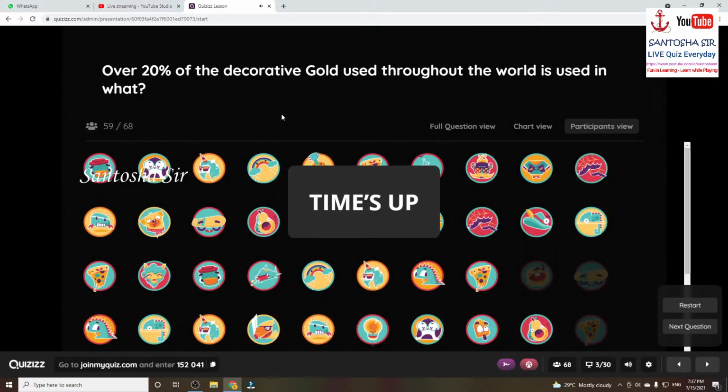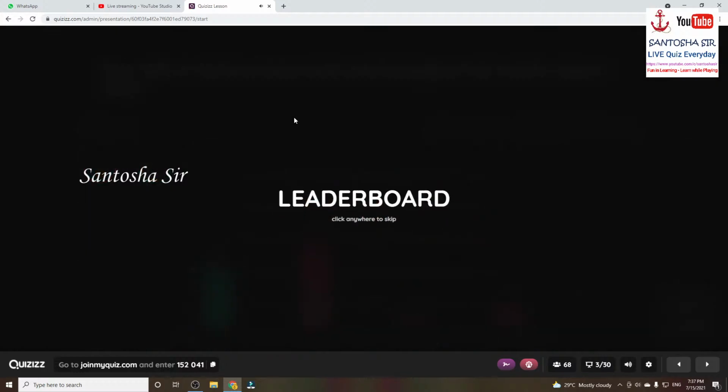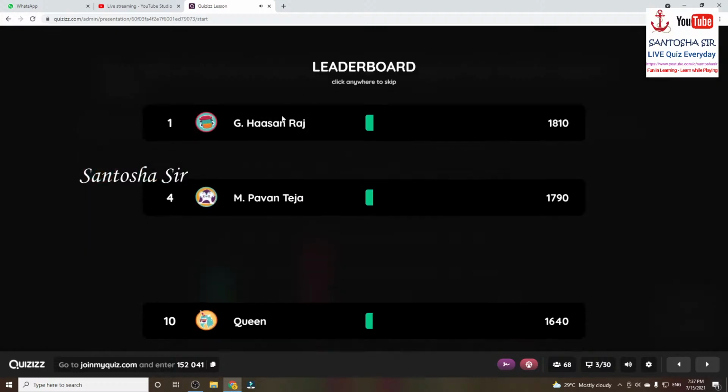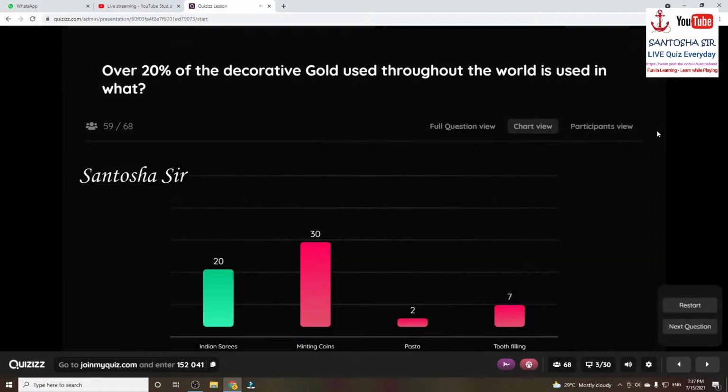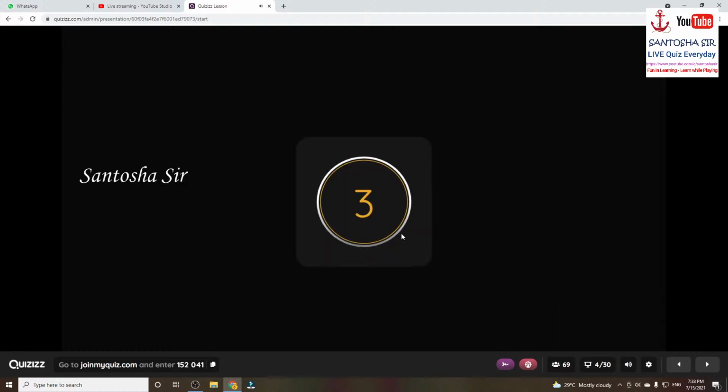There ends the time. 59 did it again. 68 participants we have. And the leaderboard scores. It's Hassan Raj on the top, followed by Siddhartha, Apurva on the third position. So many people selected, 30 members selected minting coins, but Indian saris is the right answer. 20 members did it. Let's move on to the next one.